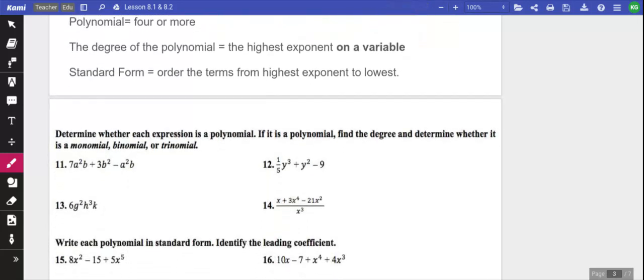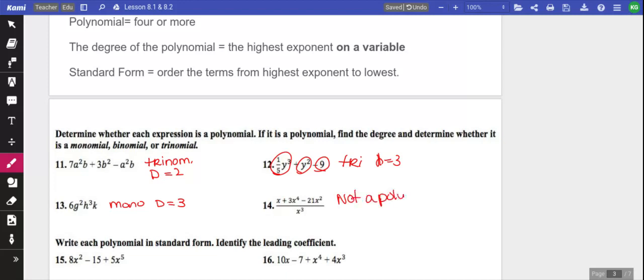This one says, determine whether each expression is a polynomial. If it is, find the degree and determine whether it is a monomial, a binomial, or a trinomial. So this one would be a trinomial, and the degree is the highest value in an exponent, so it would be 2. This next one would be a trinomial also, and its highest degree is 3. This one would be a monomial, and its highest degree is 3. And this one is not a polynomial because of the division by x cubed.